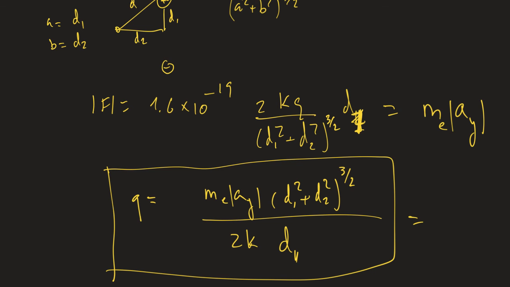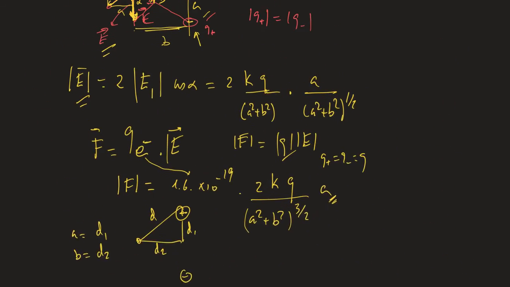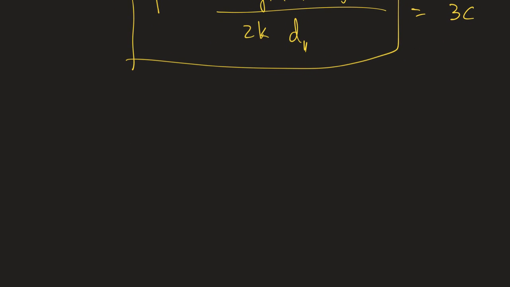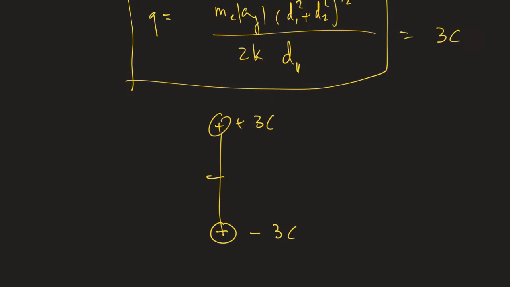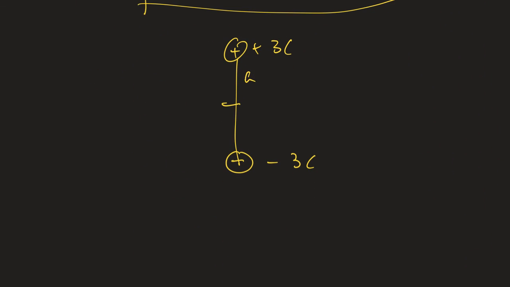So let's say that this is 3 coulombs. It means that the composition is that you have a negative charge here of minus 3 coulombs, you have a positive charge here, plus 3 coulombs. This is A and B. This is A, and this is B, and this is the point P of observation. So the positive, the negative charge, perfect.